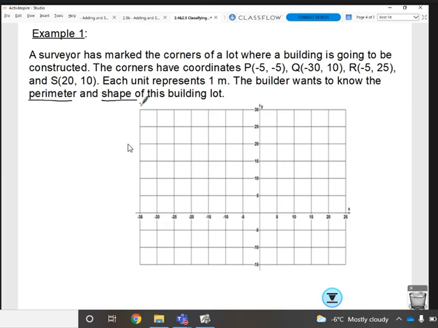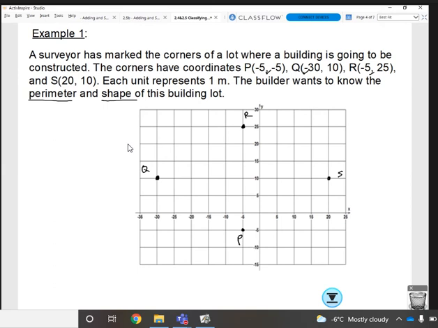Now, because it has 4 corners, we know for sure it's going to be some sort of quadrilateral. Sometimes it's really nice to just see this thing, right? -5, -5, right here, that's point P. Q is -30, 10. R is -5, 25. S is 20, 10.